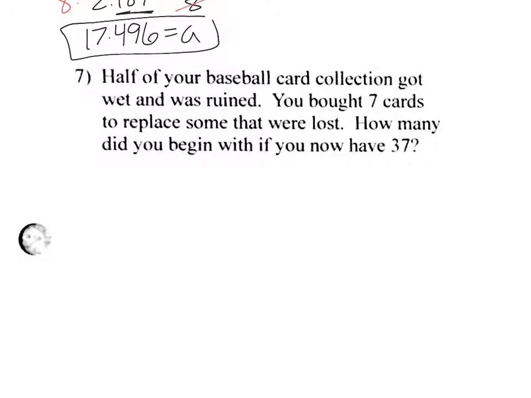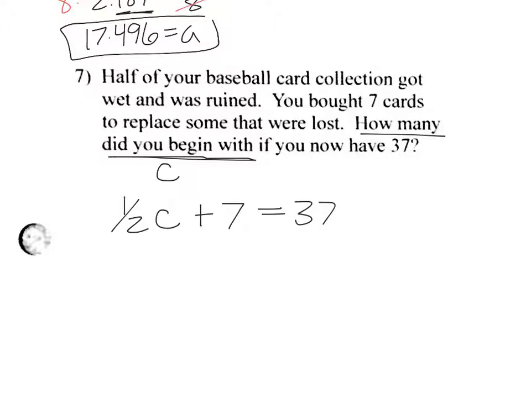Alright, one more. Half of your baseball card collection got wet and was ruined. You bought 7 cards to replace some that were lost. How many did you begin with if you now have 37? So, how many did you begin with? So that's going to be what we start with. So I'm going to say C, cards. So it says half of your collection, half of what we started with, half of C was ruined. Then you bought 7 cards to replace the ones that were lost. How many did you begin with if we now have 37?